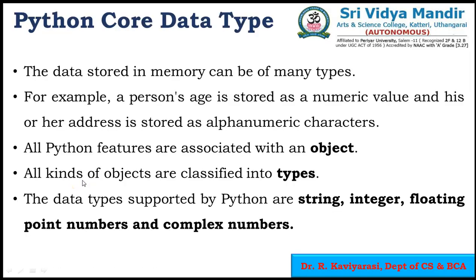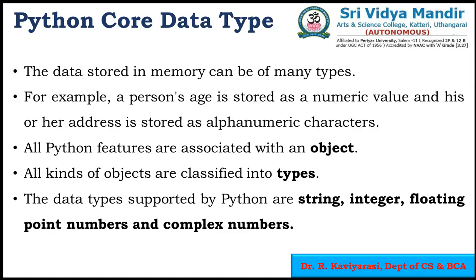The next one is Python core data types. Actually, a data type is used to determine the type of data, where data is the information that we are using in our program. The data can always be stored in memory in any of the types. For example, if you are providing the age, that age can be stored as a number. If you are providing the address, that address can be stored as alphanumeric characters. So data type determines the type of data.